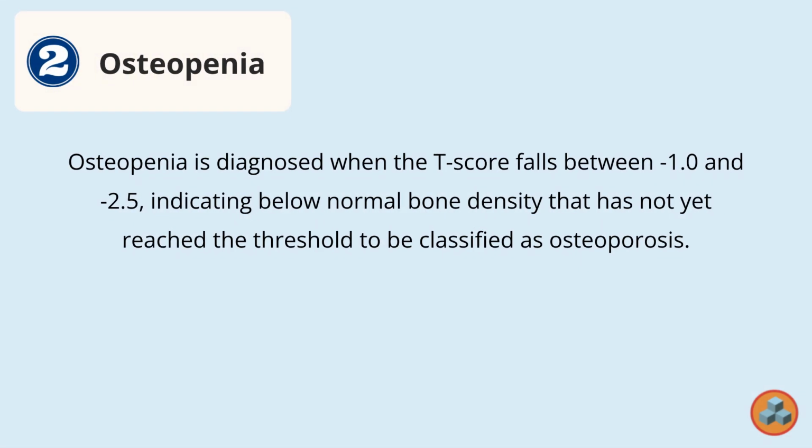Option 2, osteopenia. Osteopenia is diagnosed when the T-score falls between -1.0 and -2.5, indicating below normal bone density that has not yet reached the threshold to be classified as osteoporosis. This is the most tempting distractor. Osteopenia is in the right neighborhood. It represents bone loss, it's on the same spectrum, and it's a real clinical diagnosis. But the critical detail here is the boundary. Osteopenia ends at -2.5. Our patient's score is -2.8, which is beyond that boundary.